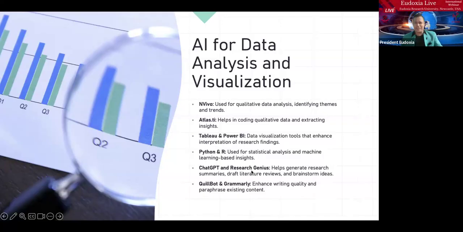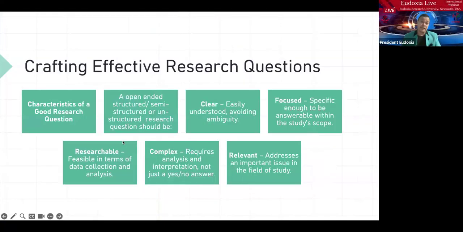GPT, of course, and Research Genius is an excellent one. I think if you are in IPPDF, especially IPPDF, they are getting the access free of cost. And Quillbot, Grammarly: definitely we need these if you are not a native speaker of English, you can use Grammarly. Quillbot will give you the opportunity for paraphrasing and removing plagiarism.